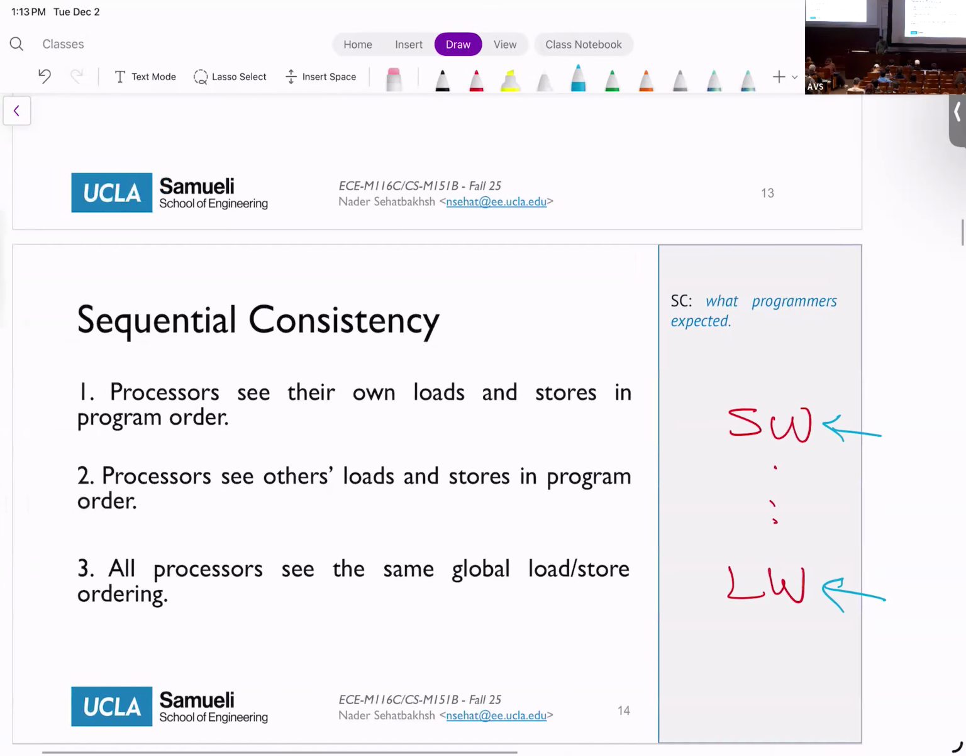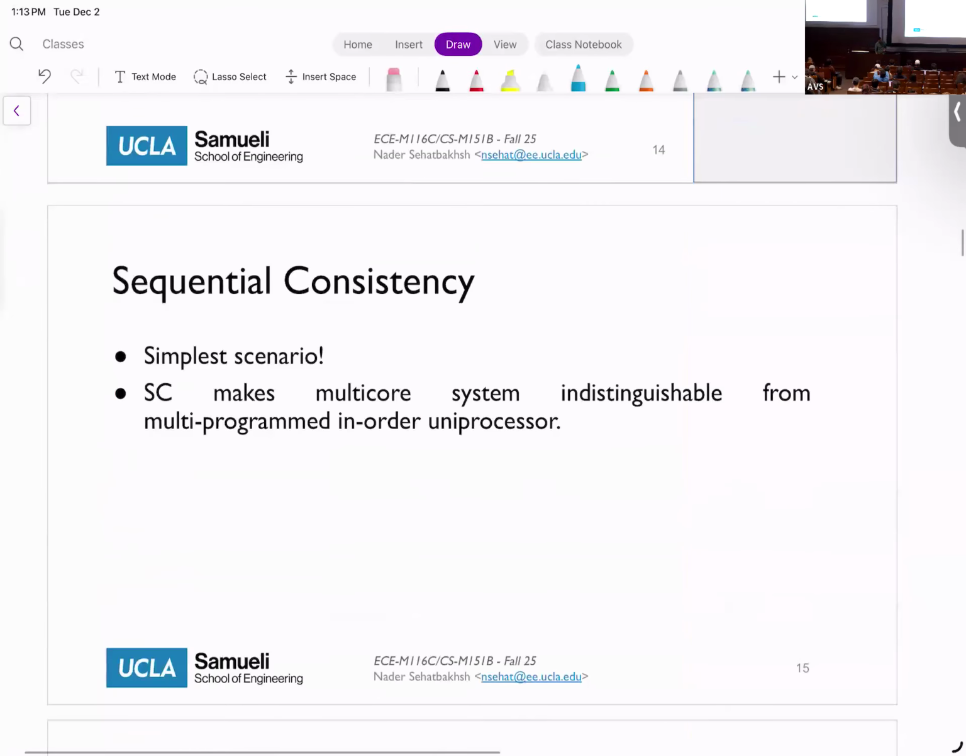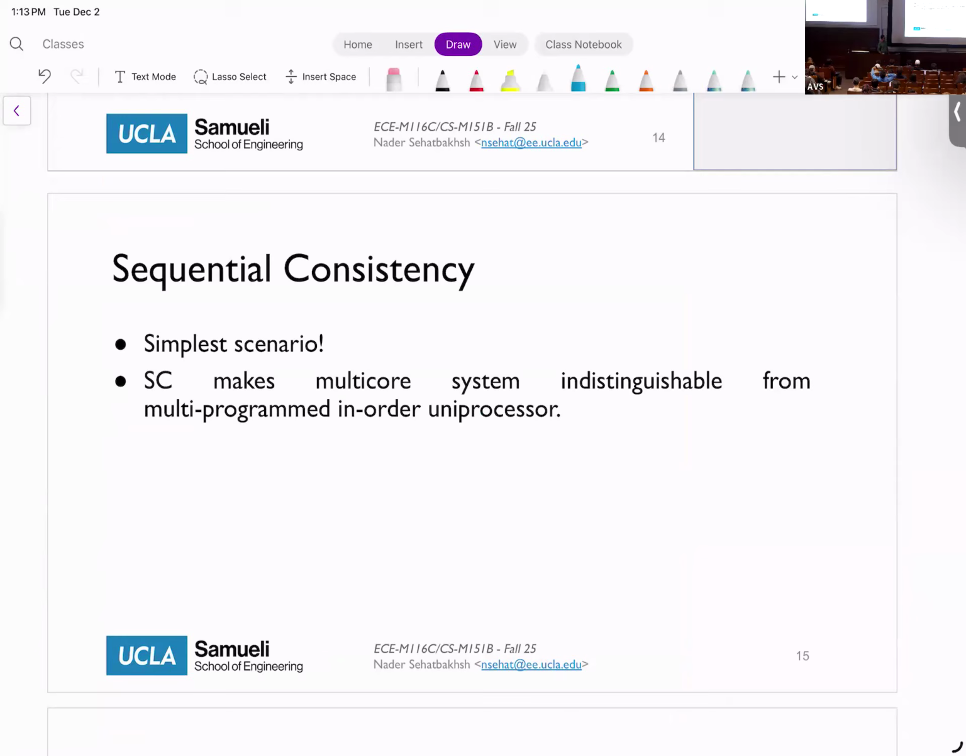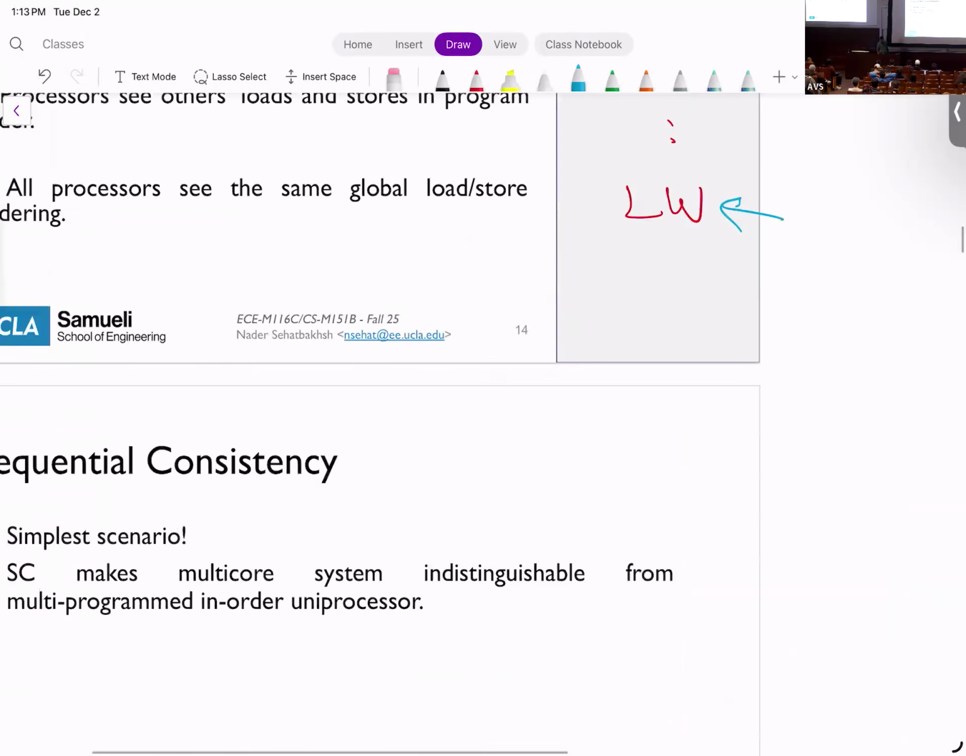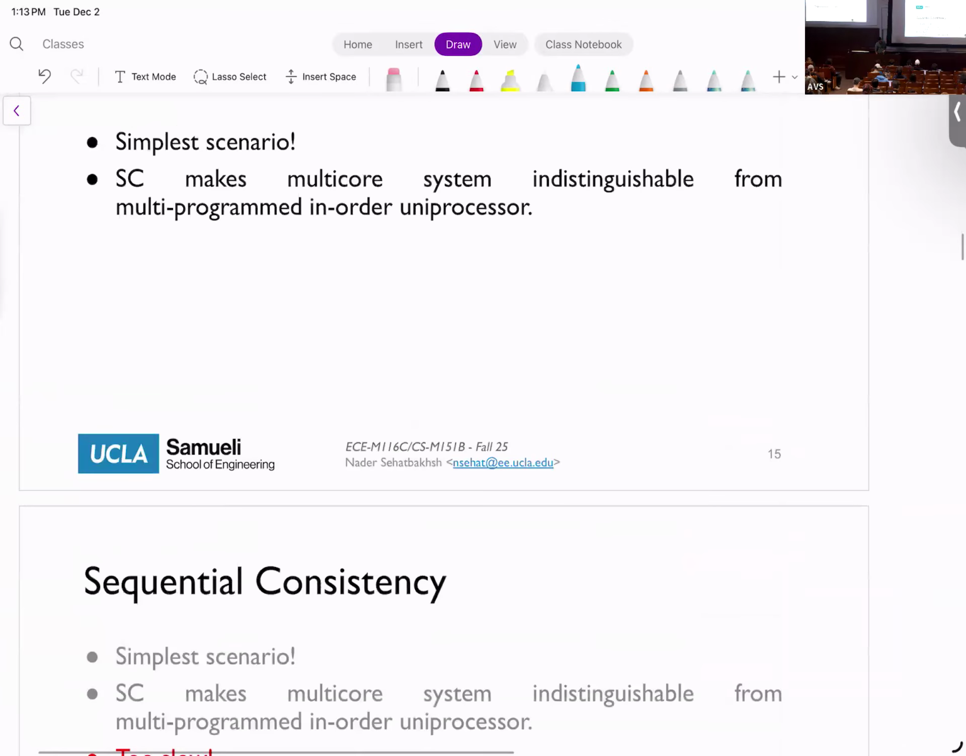That's a very important thing for sequential consistency. Okay? Essentially, what sequential consistency does is make it indistinguishable from a multi-programmed in-order processor. So if I have multiple cores, all of them in order, the way that you read that program is the same way that you read a sequentially consistent program. Okay? So no reordering is possible. What is the problem though?